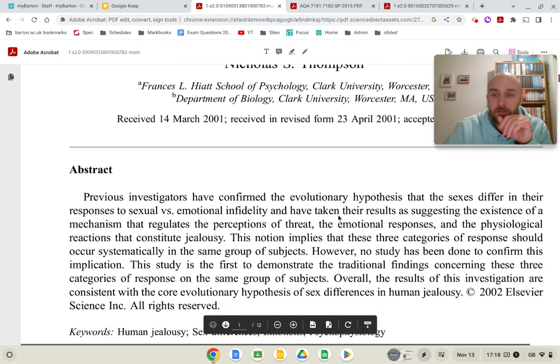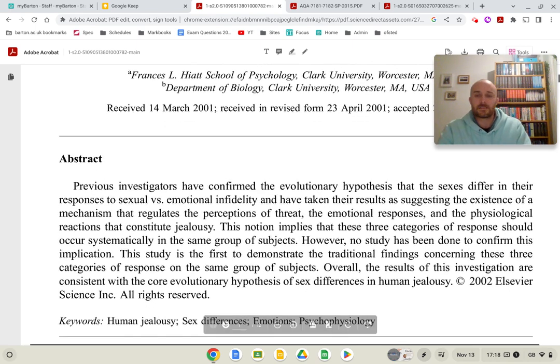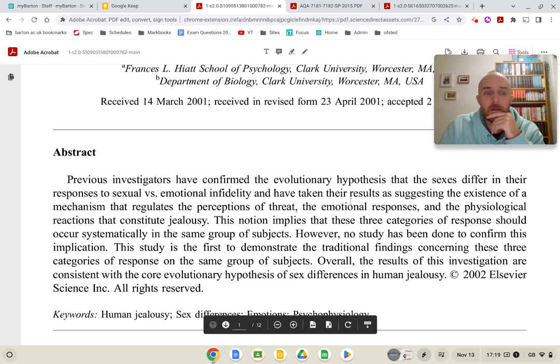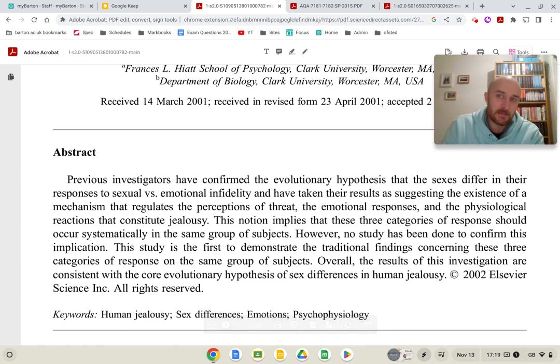Fine. Now, the first thing you need to know here, make a note of this, is that you need to know what the abstract is. Now, the abstract is a summary of everything the paper is about at the beginning of the journal article. Why is the summary at the beginning?